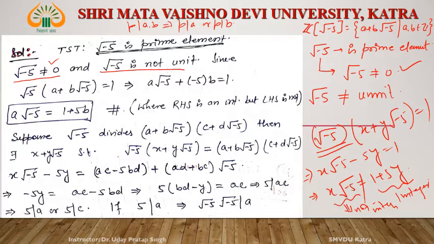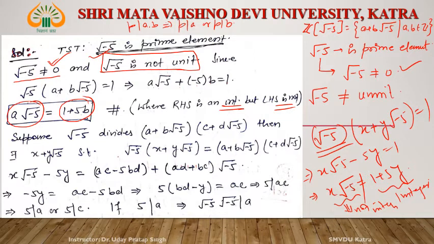Suppose it is a unit, then its inverse exists. Say its inverse is a plus b square root of minus 5, or x plus y square root of minus 5, whatever you want to write. Then square root of minus 5 times a plus b square root of minus 5 is equal to 1, which implies a square root of minus 5 minus 5b equals 1. Then a square root of minus 5 is equal to 1 plus 5b. This implies the right-hand side is an integer, whereas the left-hand side is not an integer. So square root of minus 5 is not a unit. So it is not 0, not a unit. The first condition is true.